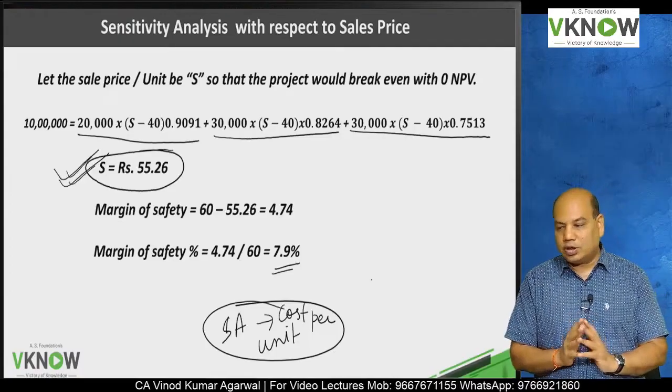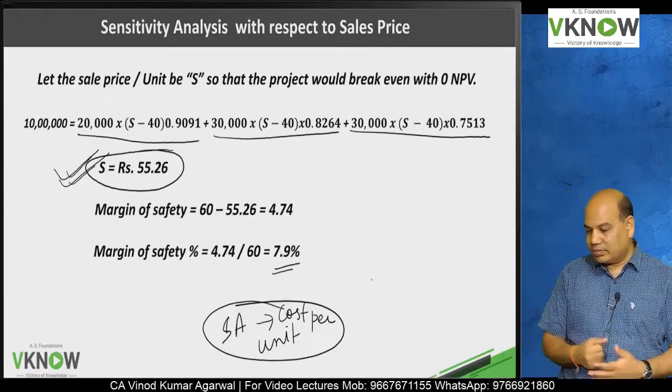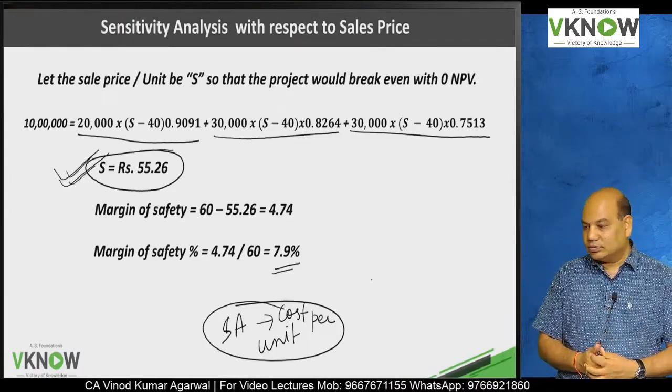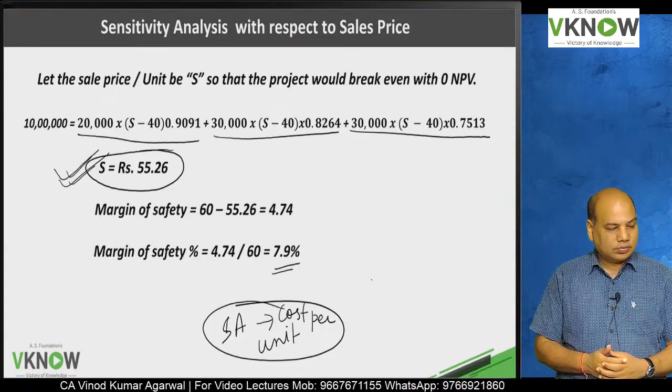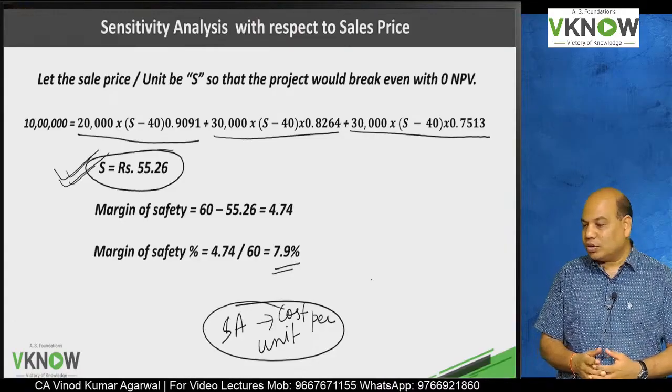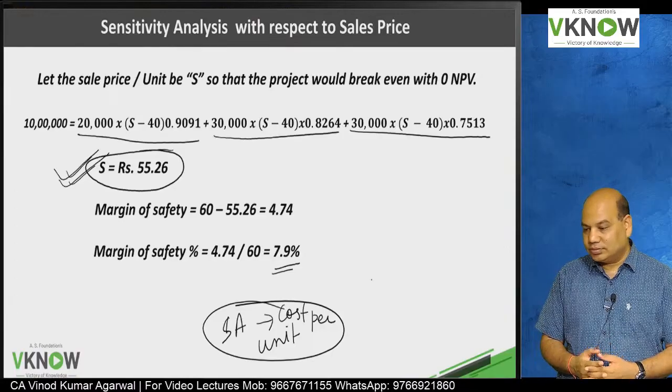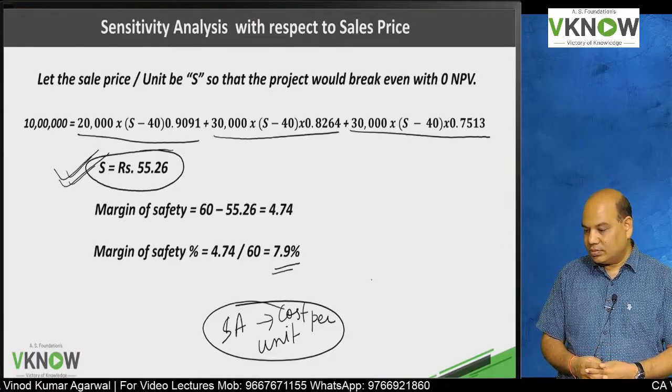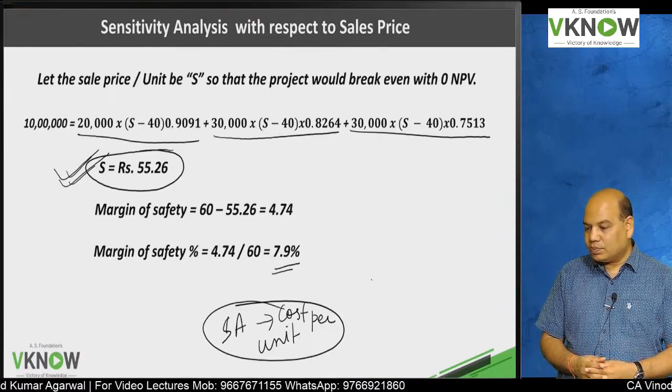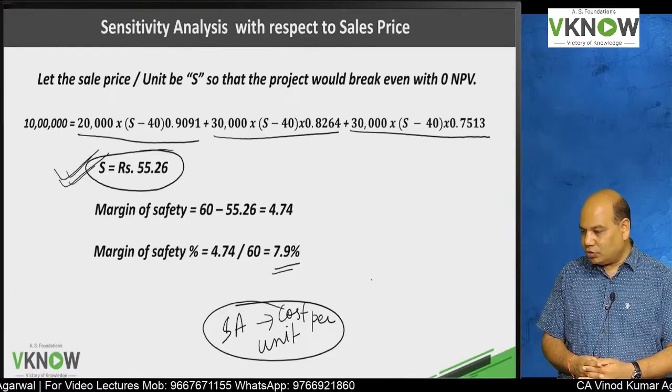Why are you not responding? I am not understanding. If I am asking you to try and think, you are not trying. What is cost per unit at which NPV is 0?